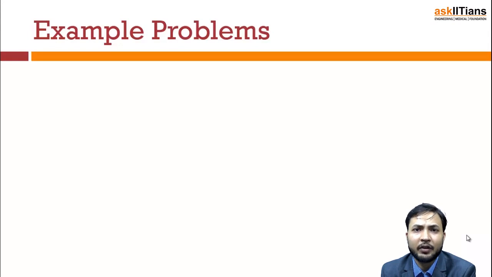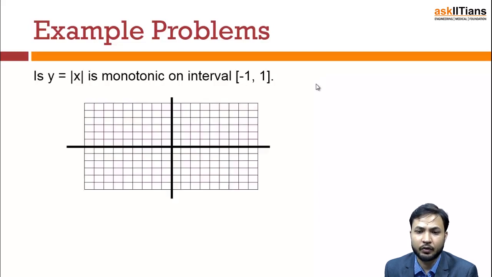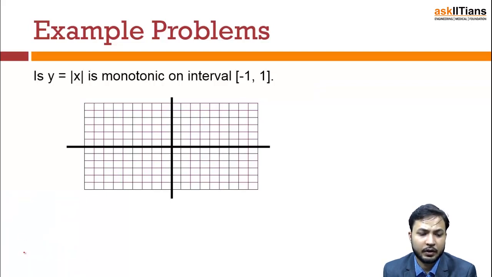Now let's have a look at the examples based on the topic that we have discussed. Let's look at the first question. Our first question here says, is y equals to mod of x a monotonic on interval? That's given over here. Now for this question, what we will do is, we'll first plot a graph based on it.